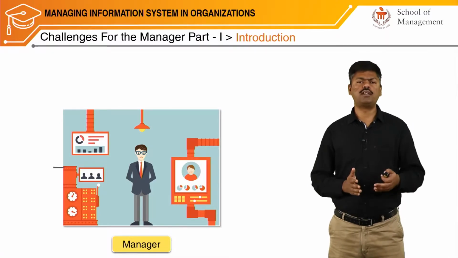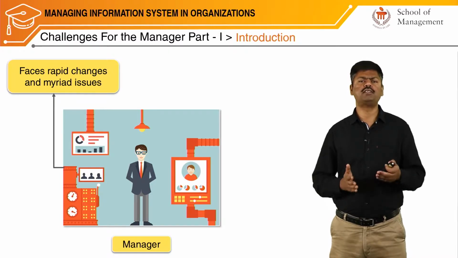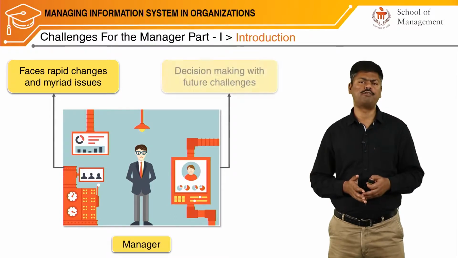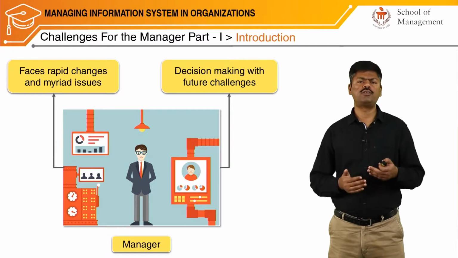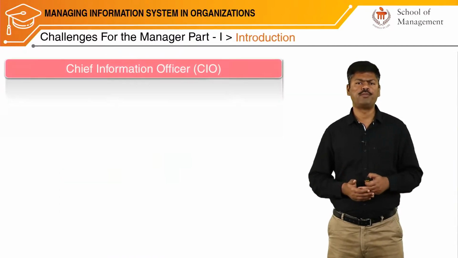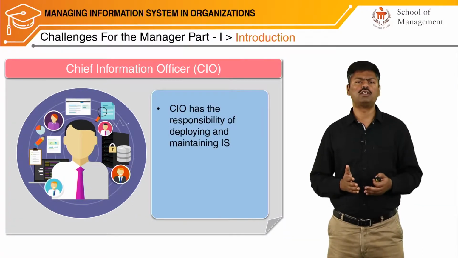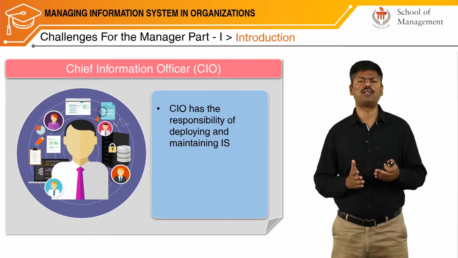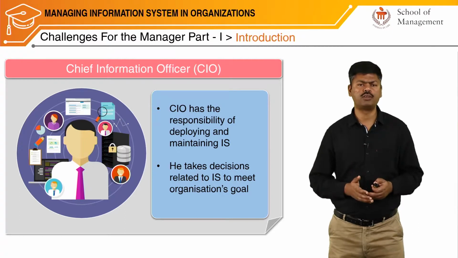So, we'll talk about a manager and their challenges. A manager essentially faces rapid changes and a wide array of issues to address each day in the office. Now he has to make a lot of decisions to address the future challenges coming their way. There is a position of Chief Information Officer in an organization who has a responsibility of deployment and maintenance of an information system which is working in the organization. Now, he has to take decisions related to that IS to meet the organizational goals.